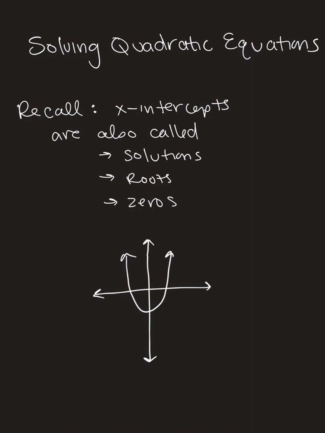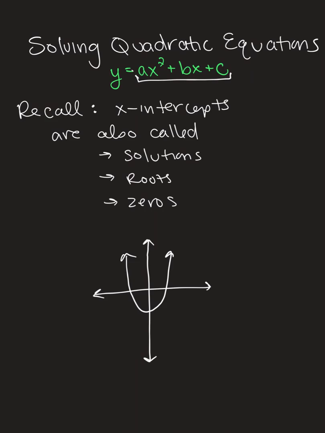So we solved normal linear equations way back in the beginning of the year, stuff like 2x plus 1 equals 12. We learned how to solve those kinds of equations. Now we're going to be solving quadratic equations. So quadratic equations, in the format we're looking at today, are in standard form. They're going to look like ax squared plus bx plus c. And this should look familiar because these are the kinds of expressions that we have factored already this year.